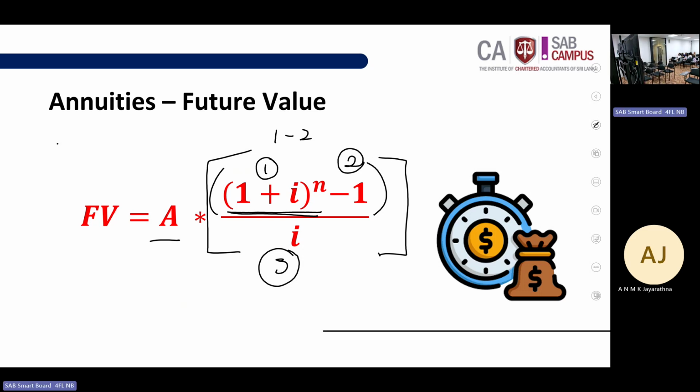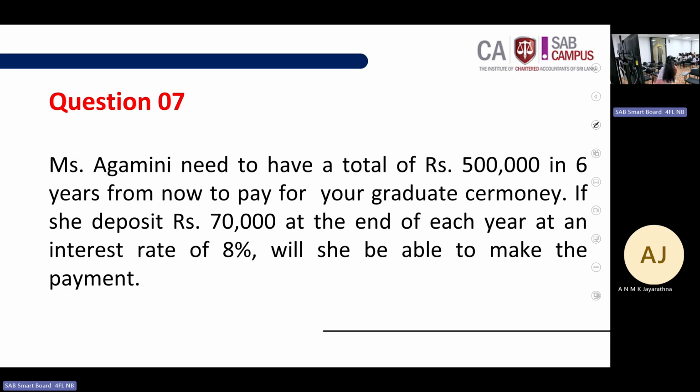Okay, we'll go to the calculation. Right, try to do this one. Question number 7. Very simple, right? So what you have given: Miss Agamini needs to have a total of 500,000 in 6 years from now. How much does she want to have?